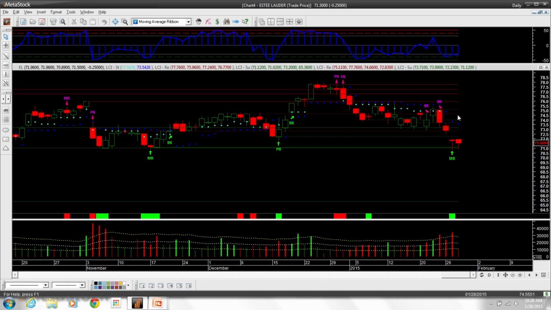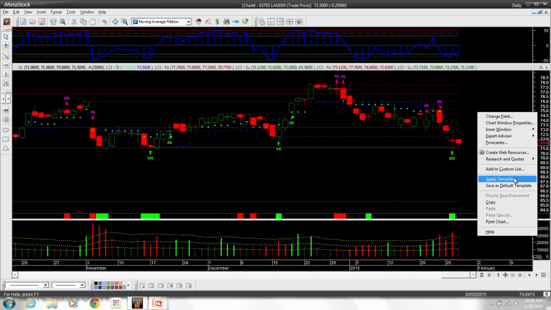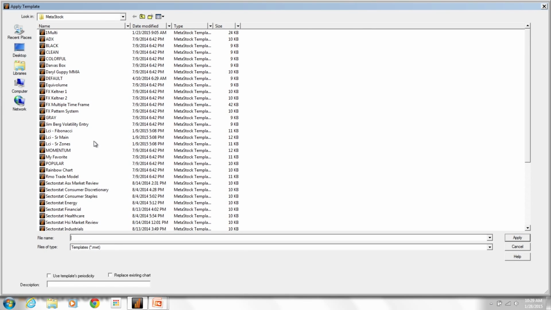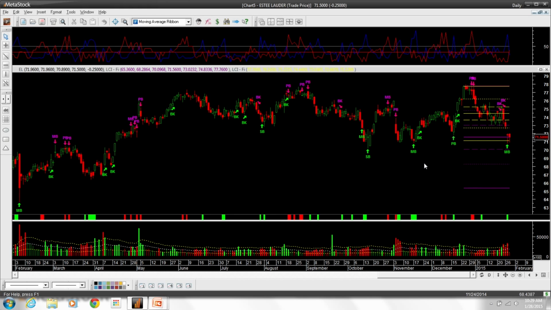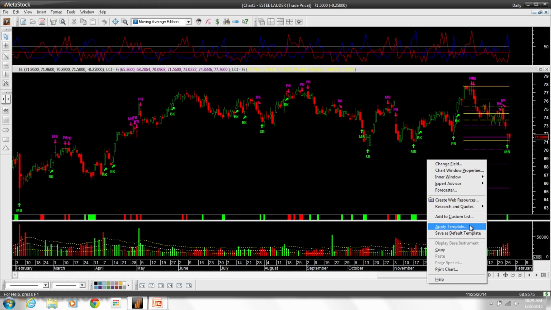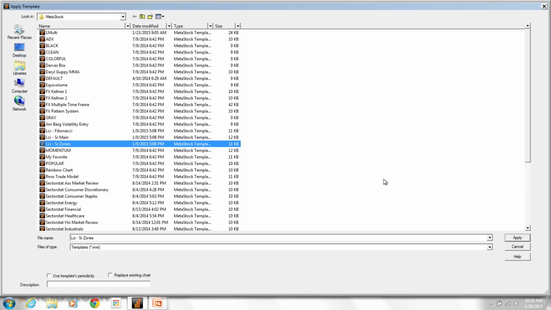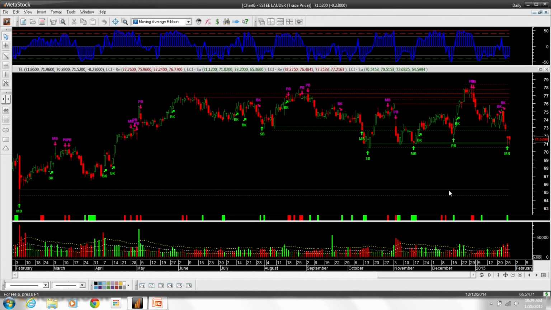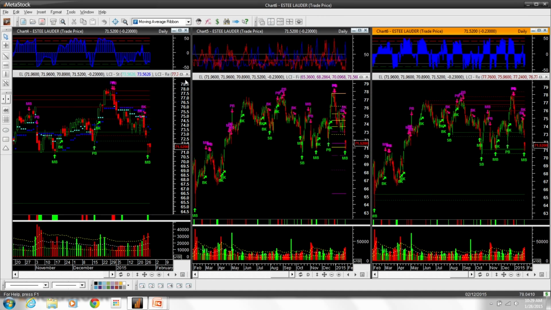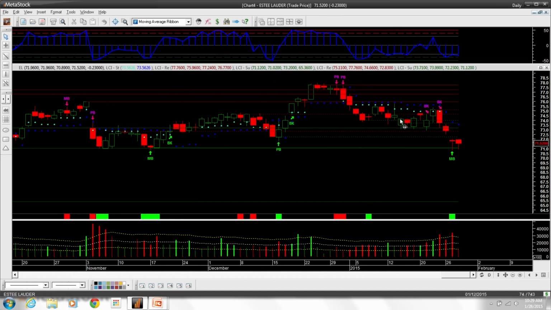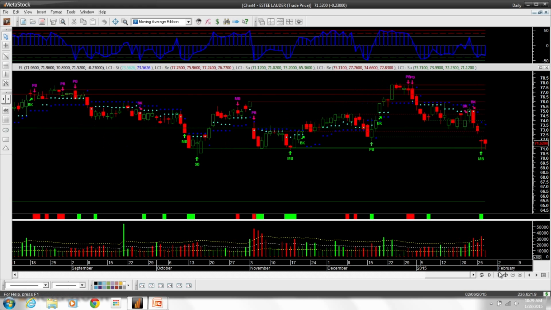Now let's also apply our Fibonacci template. So right-click, Apply Template, select Fibonacci, and apply. And I'm also going to right-click, Apply Template, LCI Zone. Now you don't have to use all of these templates, but I want to give you an idea of how the system is structured for you. So we're going to column these, and we're going to go back into our main template for now.